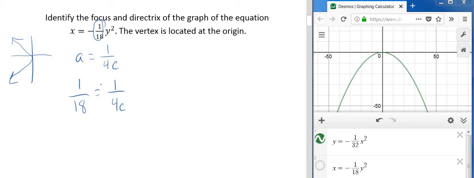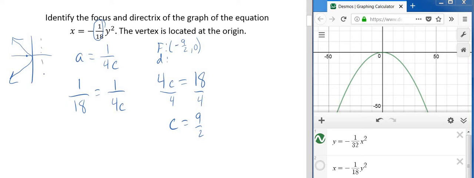Well, let's cross multiply or just flip these however you want to picture it. So that means 4c would equal 18. Let's divide by 4 on both sides. Hey, c equals 9/2 if I reduce it, right? So what's the focus? Well, the focus is going to be 9/2 units this way. So my focus would be negative 9/2, 0. My directrix is going to be 9/2 this way, and it's going to be a line. And so it would be the line x equals 9/2.